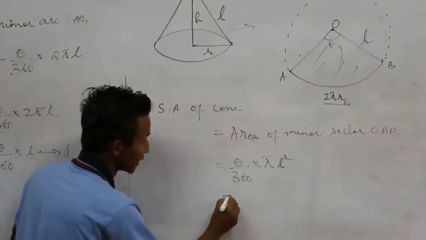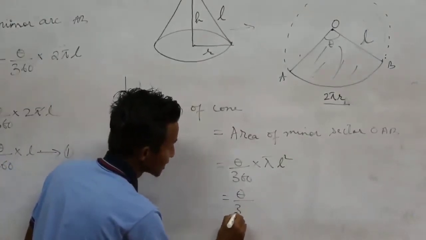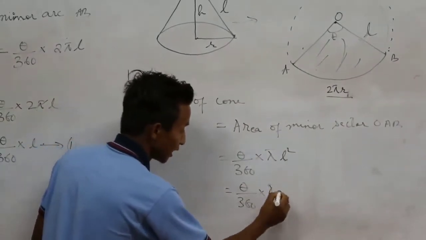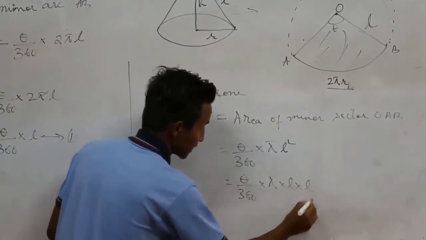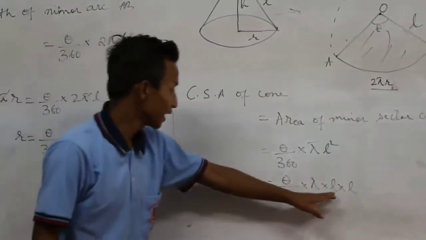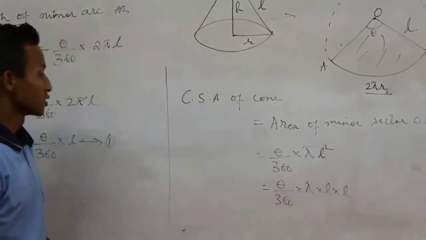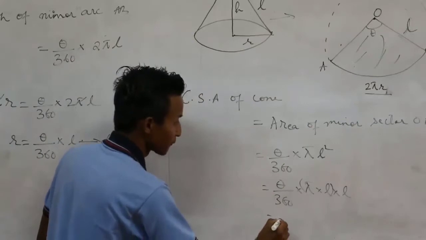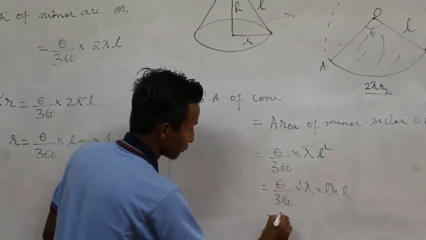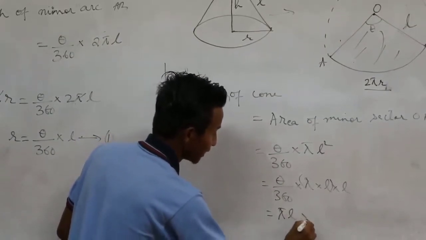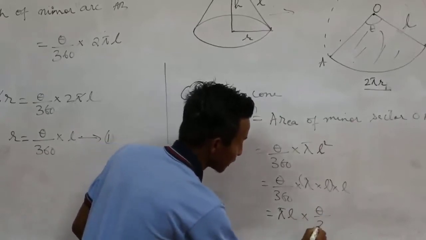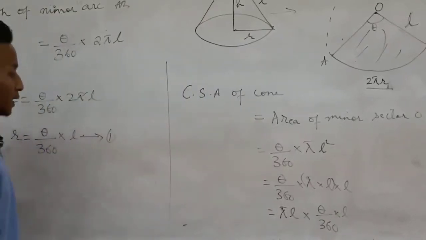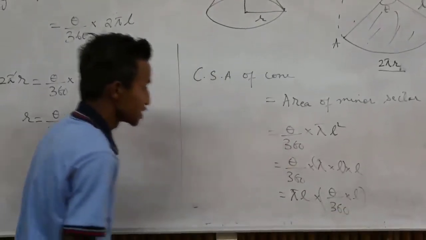So pi radius square, right, pi L square. So theta by 360 into pi. This is L square. I will split and write it as L into L, which is the same thing. L into L is equal to L square. So I will group this together. I will get pi L into theta by 360 into L. And this quantity is equal to 1.